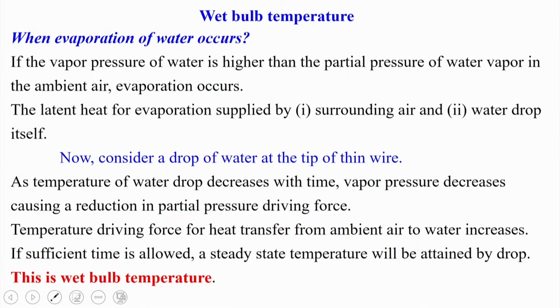Previously also I told that whenever the bulb of a thermometer is wrapped with cotton or cloth and dipped in water, some amount of water evaporates. If the vapor pressure of the water is higher than the partial pressure of the water vapor in the ambient air, then evaporation will take place. So, latent heat of evaporation will be supplied by the surrounding air and the water drop itself.